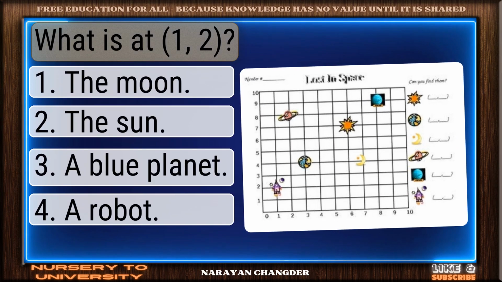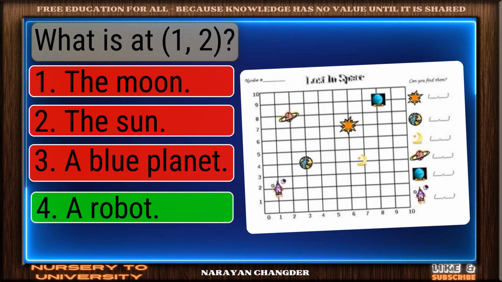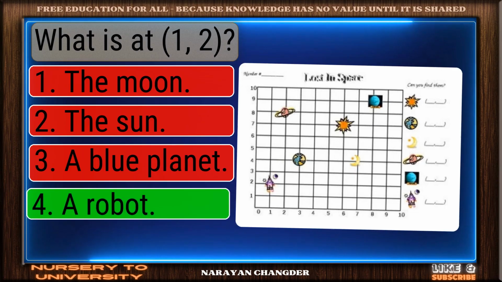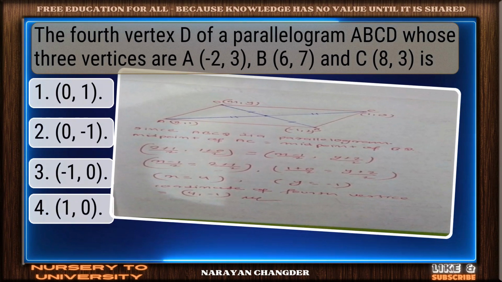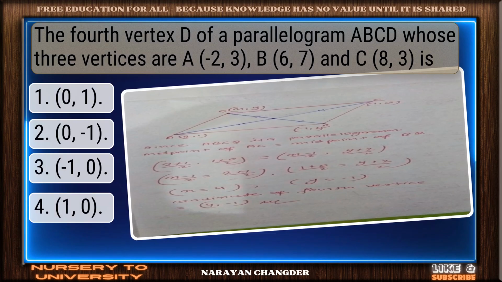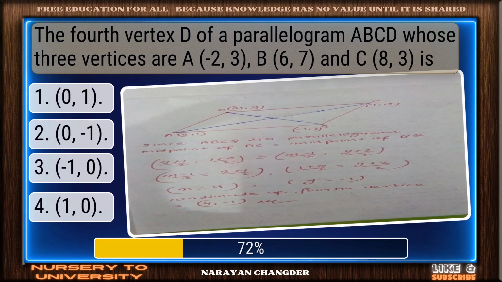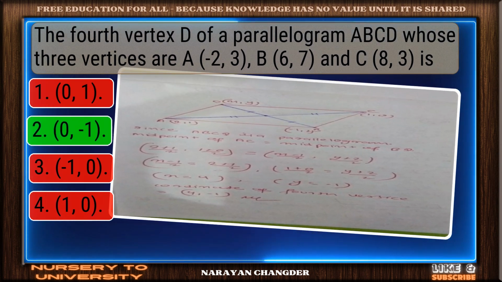Question number 39. What is at? Nicely done. A robot is a solid answer. Question number 40. The fourth vertex D of a parallelogram ABC, whose 3 vertices are B and C is. You chose, and it is correct.